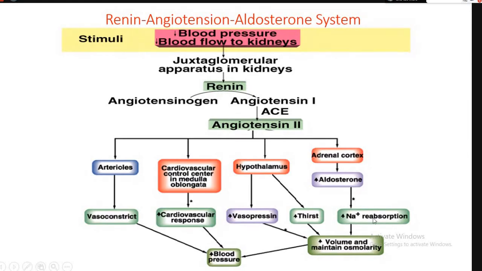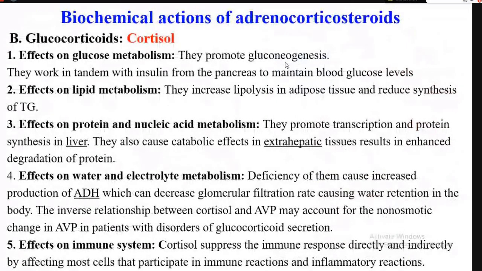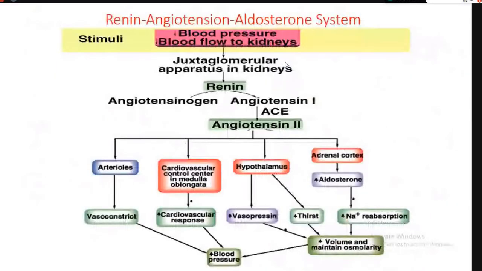Now this low blood pressure will be controlled, and now comes to the normal level. Blood volume is increased and blood pressure is also increased. This is the main diagram of the renin, angiotensin, aldosterone system. This one diagram is sufficient for you to understand the renin angiotensin aldosterone system.